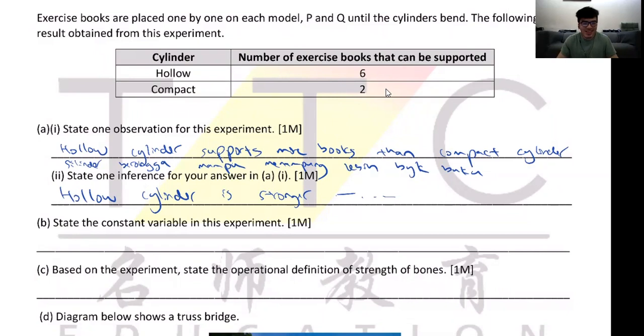So cylinder berongga lebih kuat daripada cylinder padat.